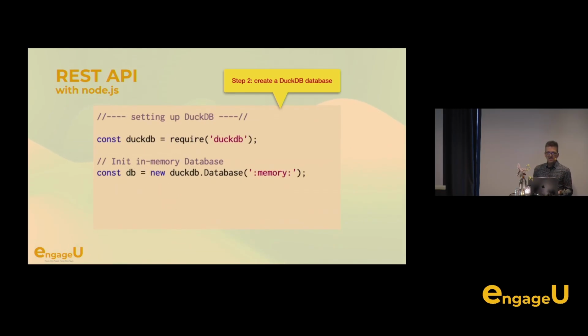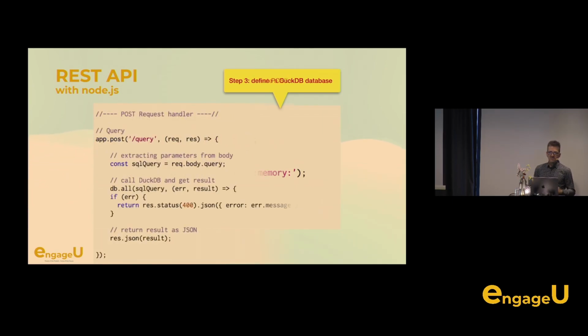And then the second part is to include DuckDB. And DuckDB is available as a module for Node.js as well. So just one line of code to include it, another line of code to initialize a RAM-based, memory-based database instance where you can run the commands. And then you need some kind of request handler. And with this Express module, you can set it up very easy.